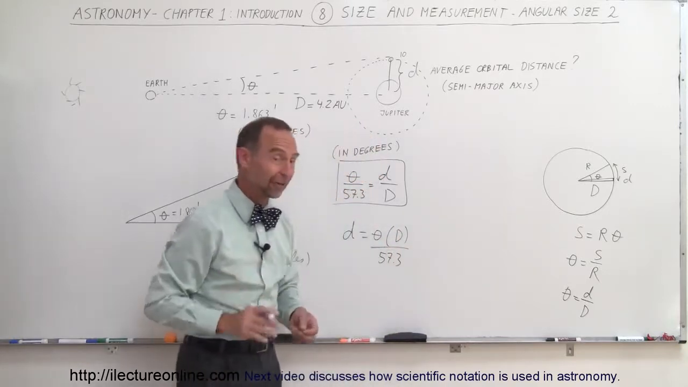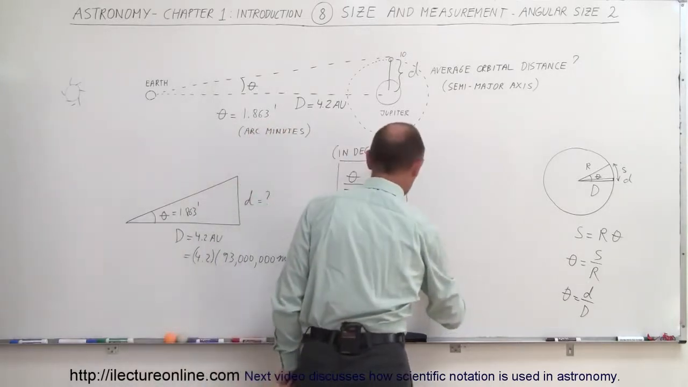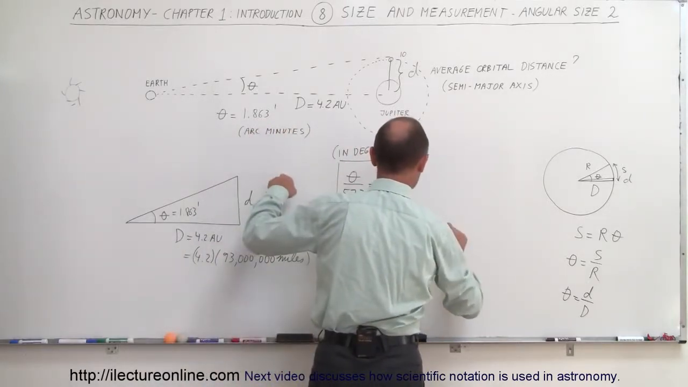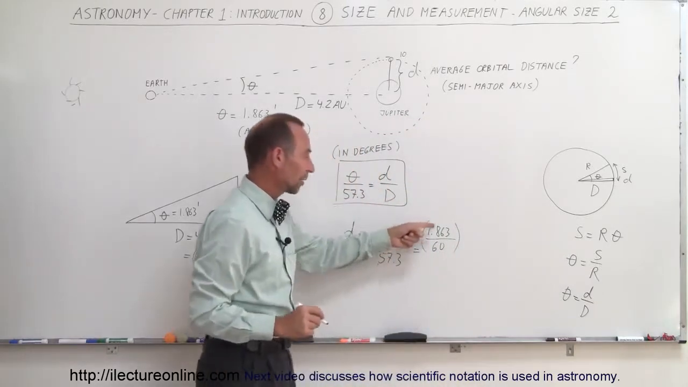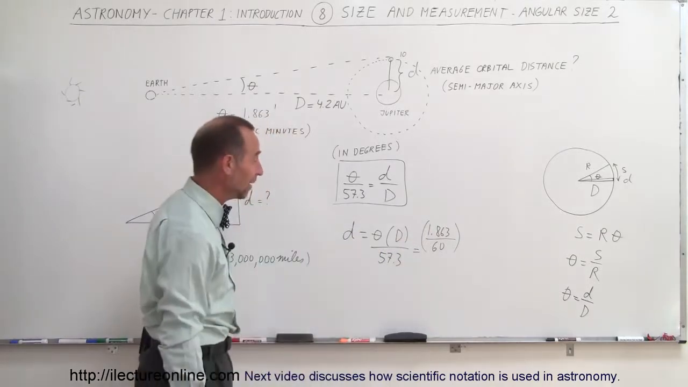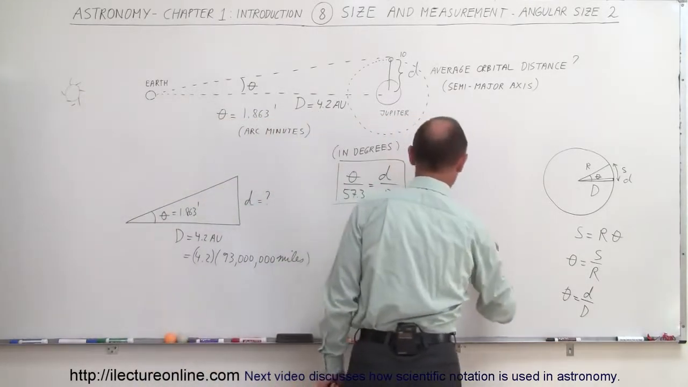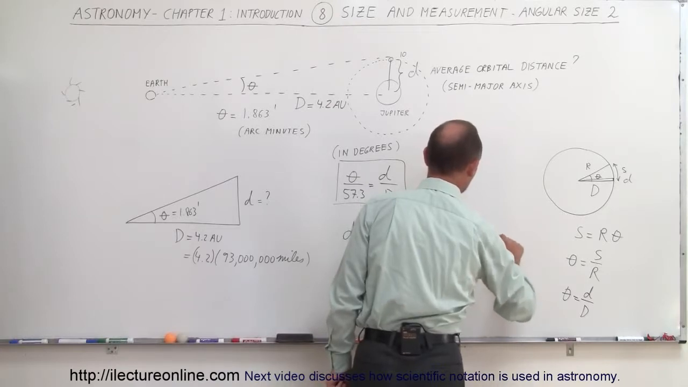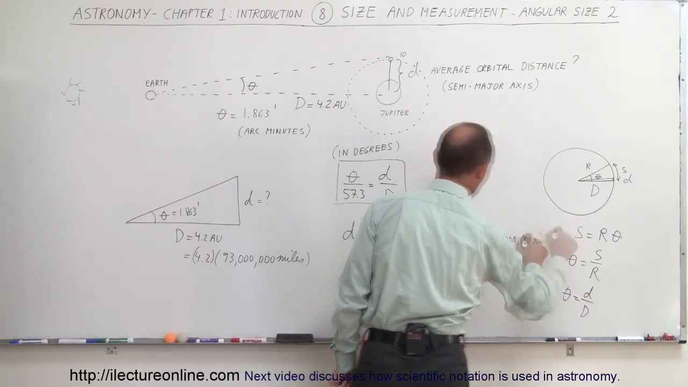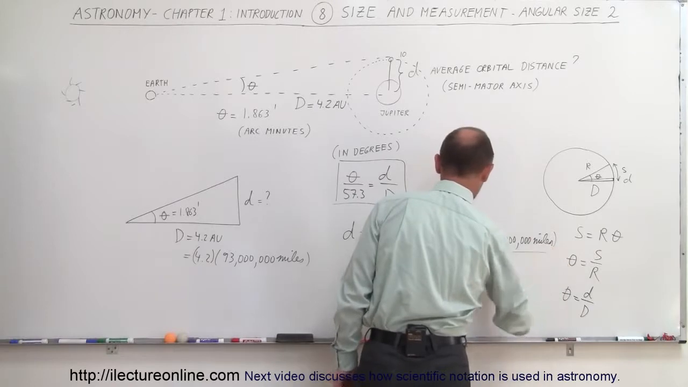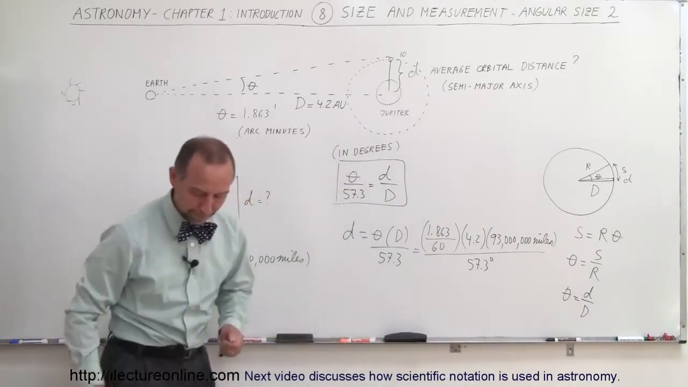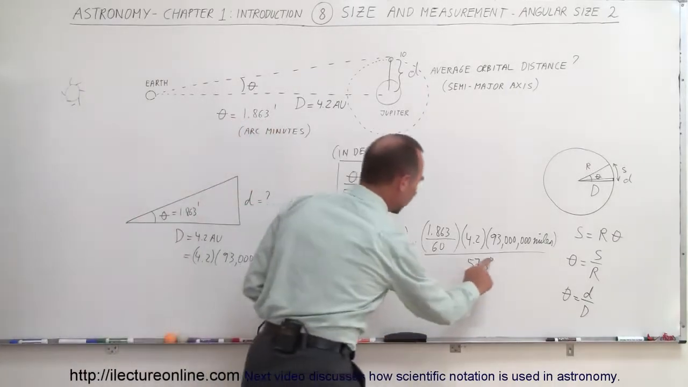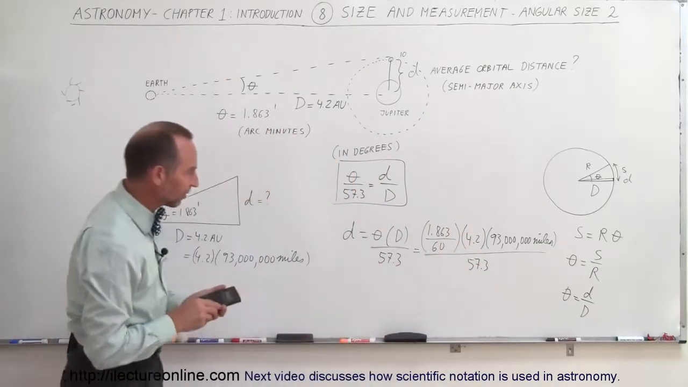And now let's go ahead and figure this out for our example here. So we had an angle of 1.863 arc minutes, and we have to divide that by 60 to get degrees. So now we convert it from arc minutes to degrees. There's 60 minutes in a degree. The distance would be 4.2 times 93 million miles. And the whole thing divided by 57.3 degrees in a radian. Okay, well, I don't need that unit there because the units will cancel out except for miles.